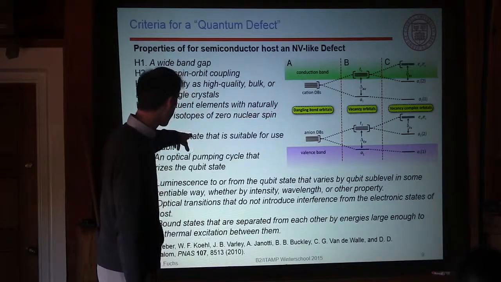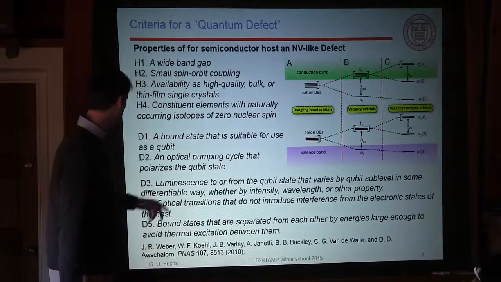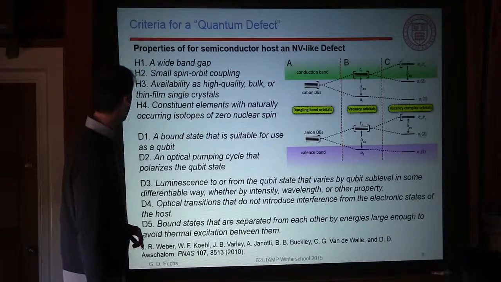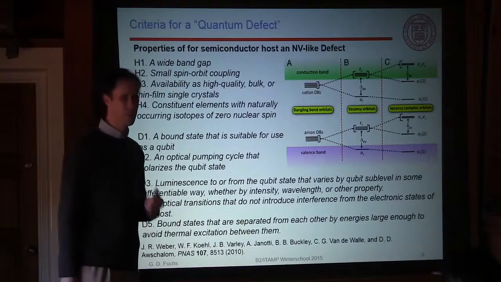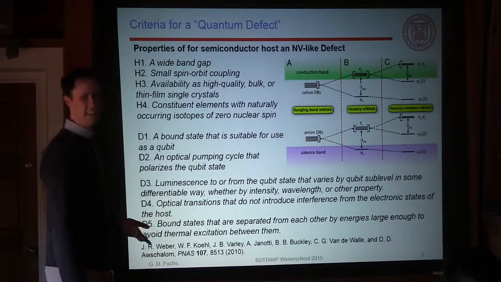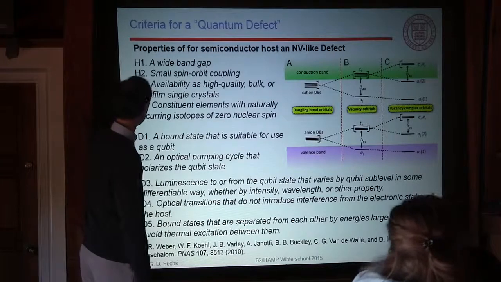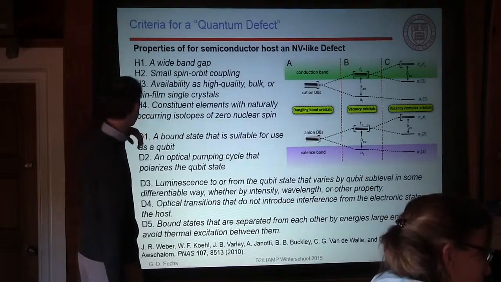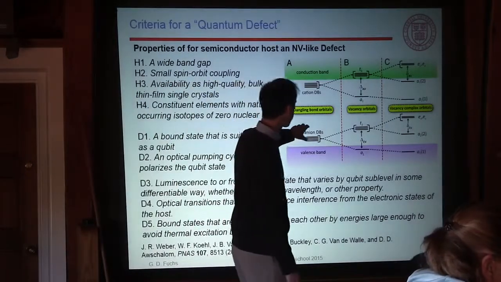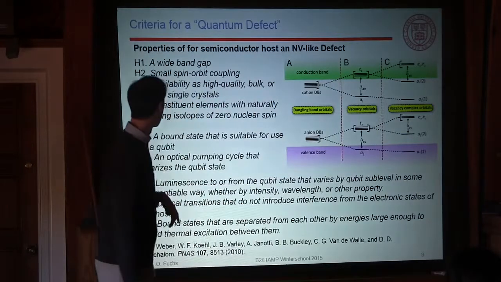Okay, so this is a paper by Vandewalle and Auchland from 2010, so actually four or five years ago. They really laid down what it is that you're looking for, and this is a key point. What do you need to identify a system that could act like an NV center? First of all, what do you need for the semiconductor host? You need a wide band gap, because you want optical transitions that don't involve the bands. That's an important ingredient.